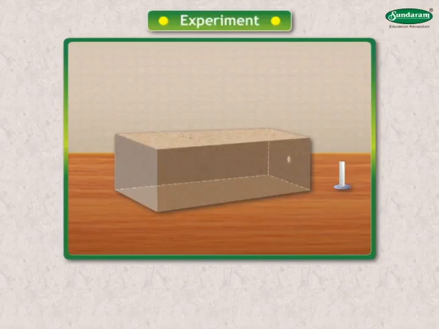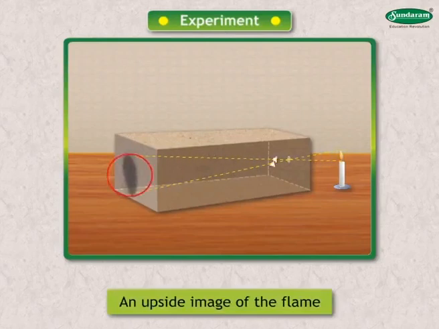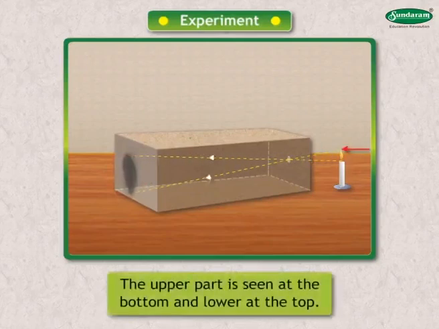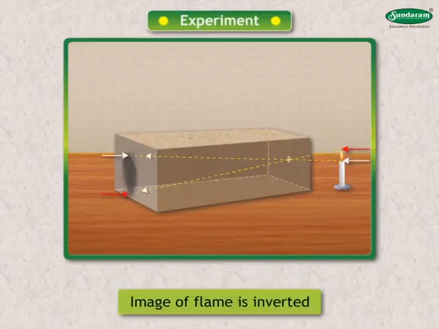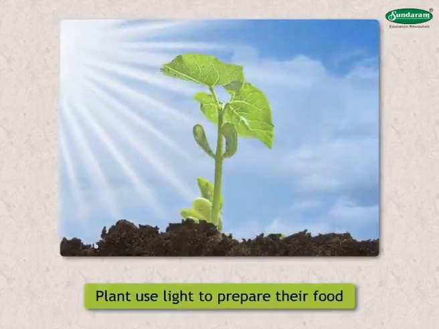Make a fine hole in the center of the other lid of the box. Light a candle and place it so that its flame will be directly in front of the hole in the base. Now you will get an upside-down image of the flame on the kite paper screen. Do you know why? Because light travels in a straight line. The upper part is seen at the bottom and the lower one seen on the upper side. It is clear from the diagram that the image of the flame is inverted because of the linear propagation of light through the hole.